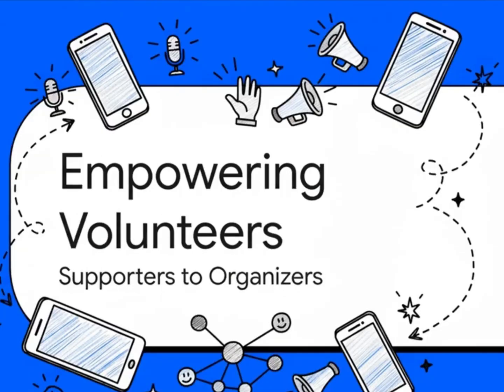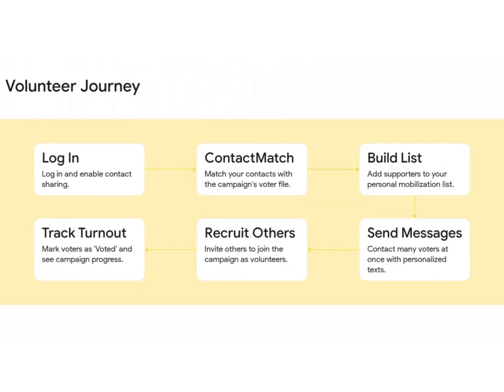Okay, so let's flip the script now and look at this from the volunteer's perspective. This is really the beating heart of the whole system. How do you take someone who's passionate about your campaign and turn them into a super effective organizer right from their own phone? For a volunteer, the whole process is designed to be incredibly simple. You log in, you run this cool feature called Contact Match that shows you which of your friends are on the voter list, and boom, you build your personal list.